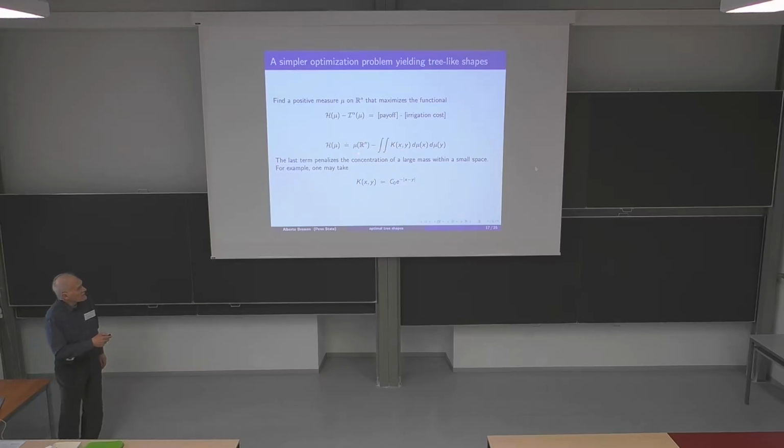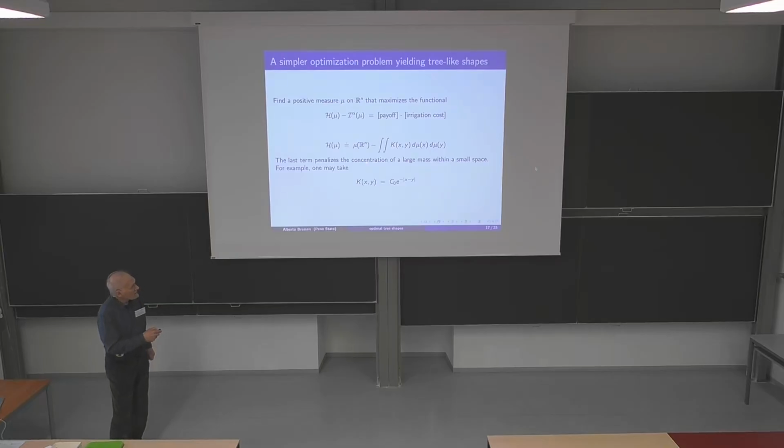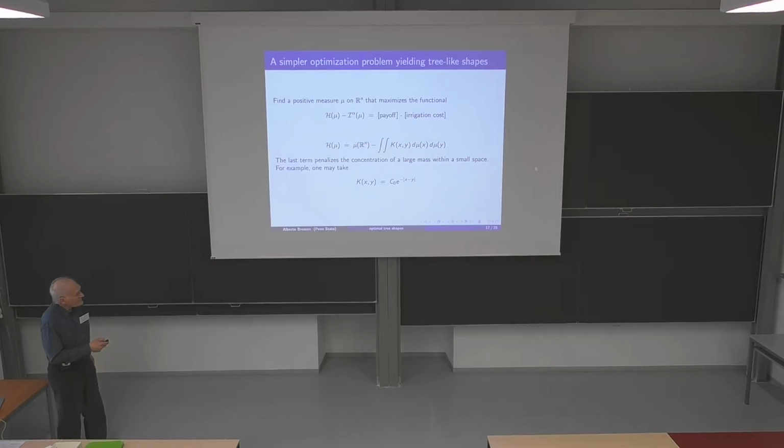So this would be just the total mass of the measure, the total amount of leaves, and this is a penalization for concentrating a large amount of mass in a small space. So you don't want to just clump a lot of leaves in the same space, because then they would not have not only sunlight, but also oxygen, air, and so one function that gives a more realistic shape is this kernel here.